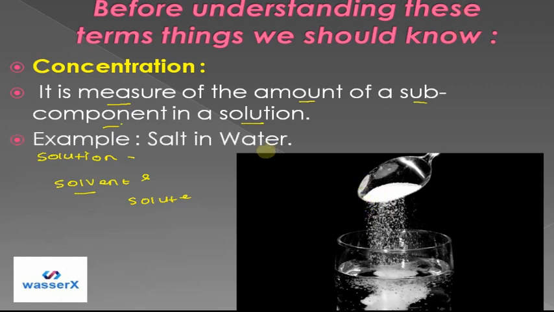So let's take the example of salt and water. This is my pure water. In this glass, I have taken pure water and I'm adding salt into it. So water is my solvent and the salt is my solute. When I say how many molecules of salt are there in my water, I'm talking about the concentration of salt. If I say that there are 6 grams of salt in 50 ml of water, then this is the concentration of salt per 50 ml of water. So this is how, by means of concentration, we show how much of a subcomponent is present in the solution.